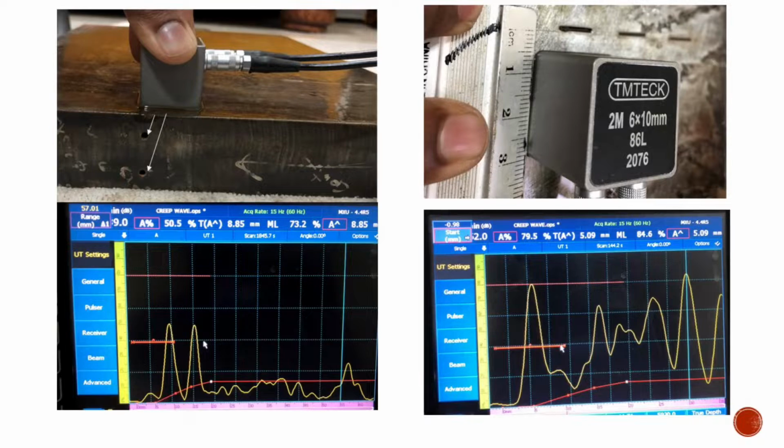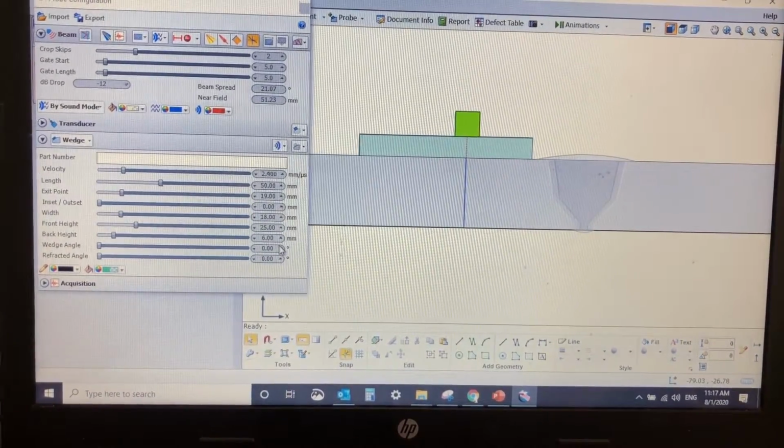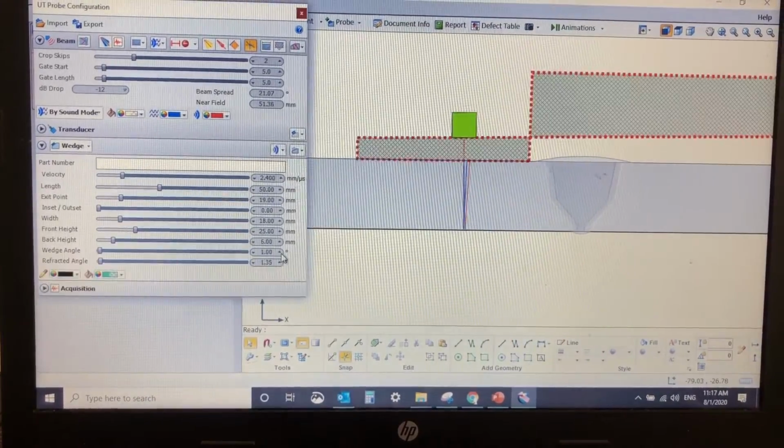On the left, we can see two side drilled holes. From these two holes, we are getting two echoes that we can see at the bottom. The measurements are not exact because we have not calibrated based on the shear waves. We calibrated the setup for the creep wave. And on the right, we can see the notch signal at 5 mm depth.